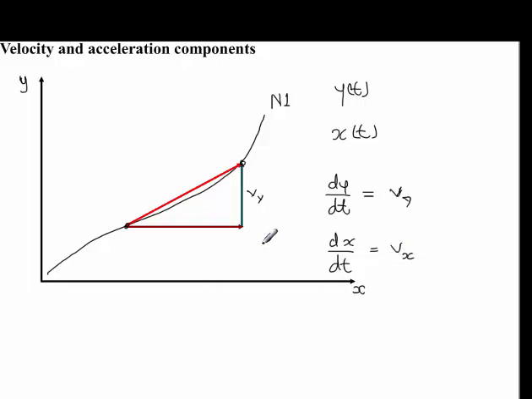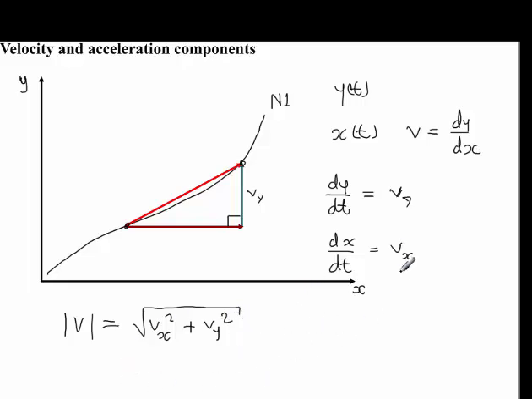So now, if we were to get the magnitude of this velocity, I think it's clear that here we've got a right angle. So the magnitude of velocity, which we denote here by the absolute value, is going to be given, using Pythagoras' theorem, as the square root of vx squared plus vy squared. Similarly, we can talk of acceleration components, which I'm going to leave for you for individual study.